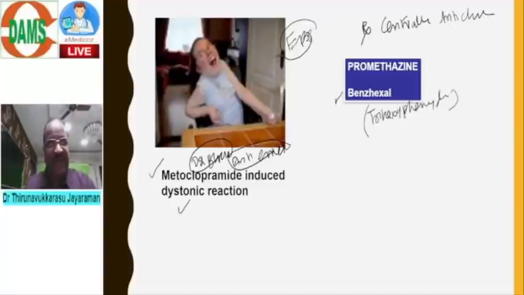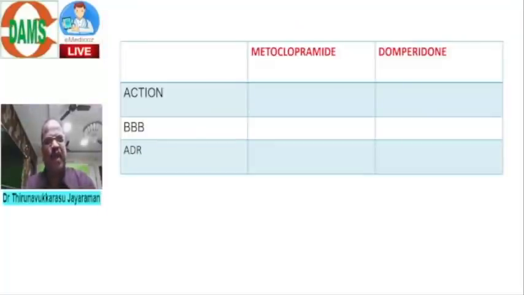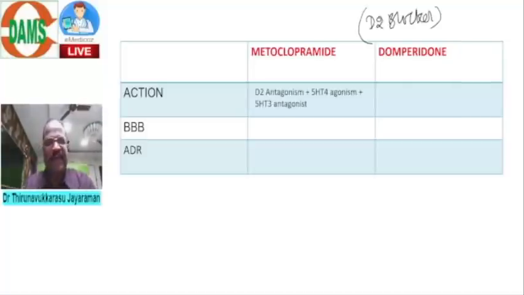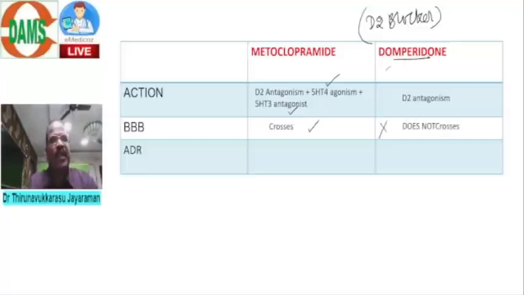Here, what we discussed in the classroom, the same picture I discussed. Metoclopramide and domperidone are both D2 blockers. This also we discussed in our classroom discussion. Here, metoclopramide has D2 blocking property as well as some extra properties of 5-HT3 antagonism and 5-HT4 agonism. Because domperidone is purely a D2 blocker. Among the two drugs, metoclopramide is able to cross the blood-brain barrier, whereas domperidone does not cross the barrier. That is why metoclopramide causes the adverse effect EPS, whereas domperidone does not cause EPS.